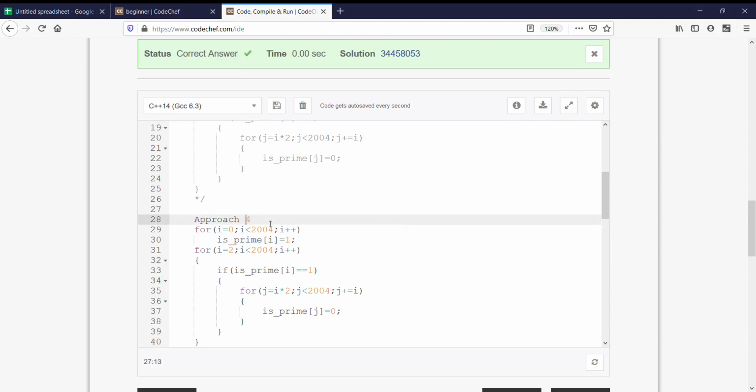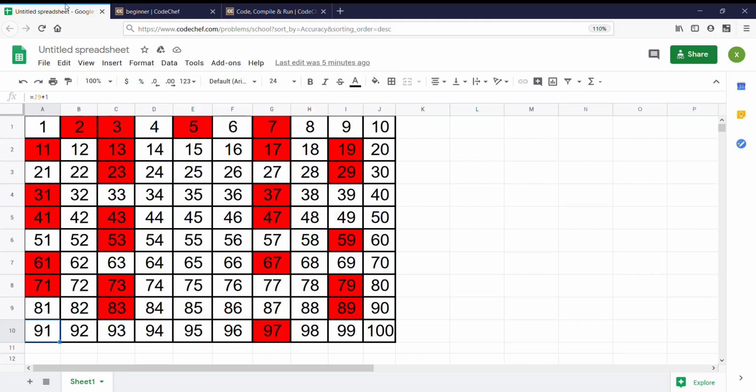Since approach 4 is very similar to approach 3, for approach 4 we will again go to the number system. Suppose we take i as 7. If we see that 14, 21, 28, 35 and 42 were already marked as white before coming to number 7. It was because all those numbers had factors smaller than 7 also. Like 14 also had a factor of 2, 21 a factor of 3, 28 a factor of 4, 35 a factor of 5, 42 a factor of 6.